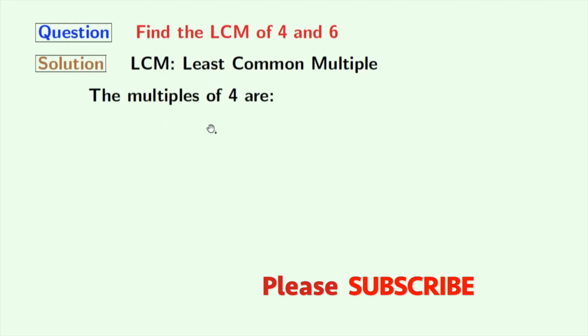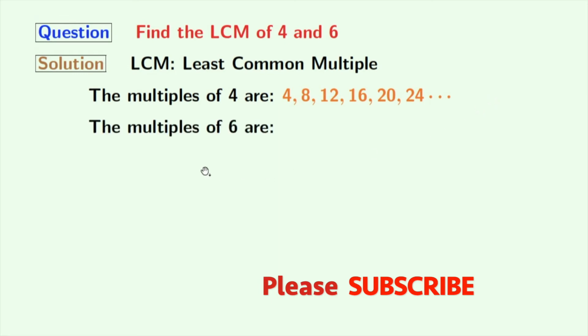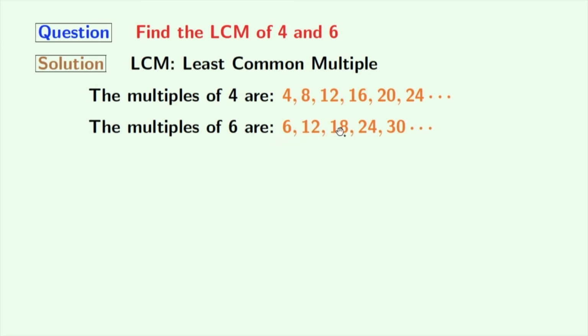Firstly, we will see the multiples of 4, which are 4, 8, 12, 16, 20, 24 and so on. Next, the multiples of 6 are 6, 12, 18, 24, 30 and so on.